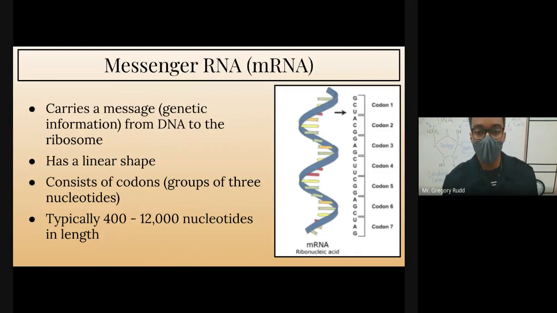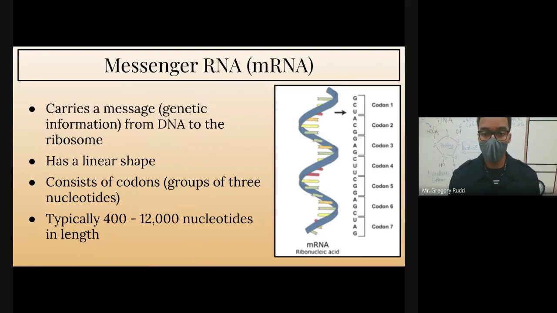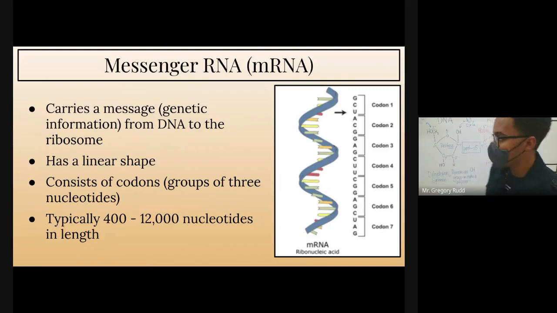mRNA has a linear shape, which means that it's in a line, essentially. It consists of codons, which we can kind of see in that image on the right. And a codon is just a group of 3 nucleotides. And mRNA can range in size pretty widely, from anywhere between 400 and 12,000 nucleotides in length.